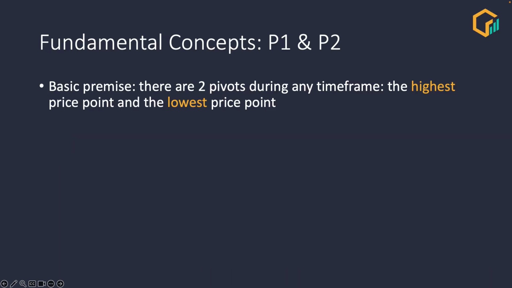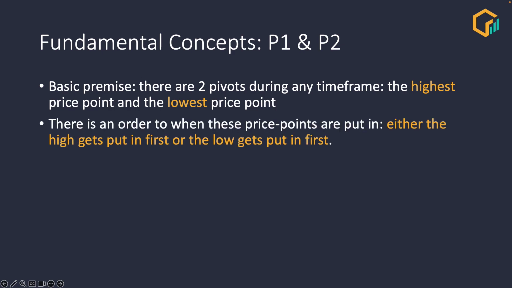The basic premise is that there are two pivots during any time frame. You have the highest price point and the lowest price point. So that could be, in the case of the daily time frame, the daily high and the daily low. In the case of the weekly time frame, that can be the weekly high and the weekly low, and so on. And there's an order to when these price points are put in, right? Either the high gets put in first or the low gets put in first.